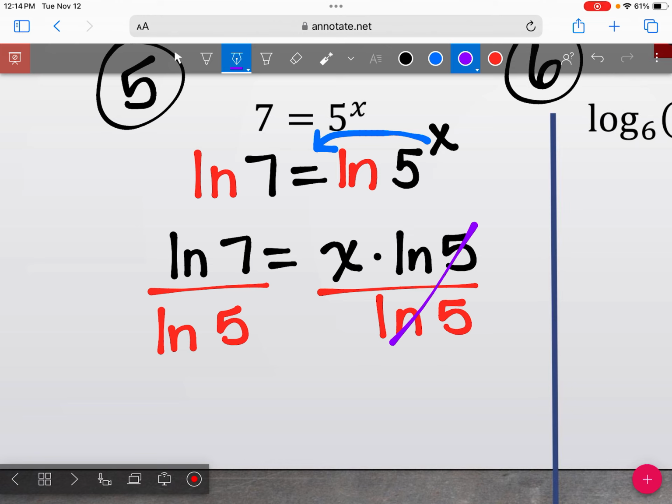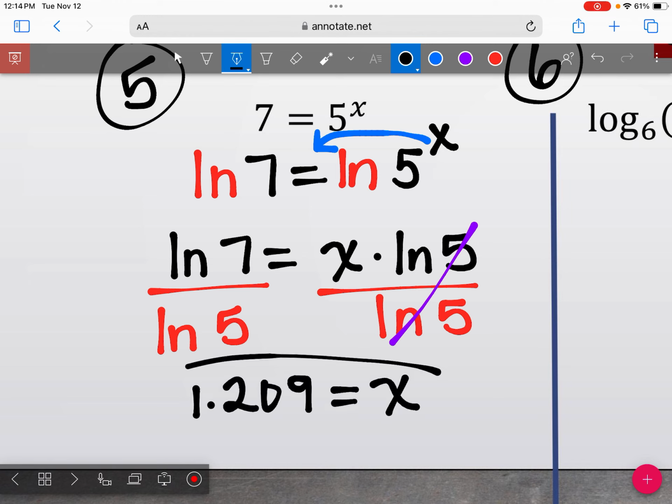To the thousandths place. And 1.209 equals x. Will it always be to the thousandths, or will it just tell you? I'm going to look at the test, but I believe it's always to the thousandths.